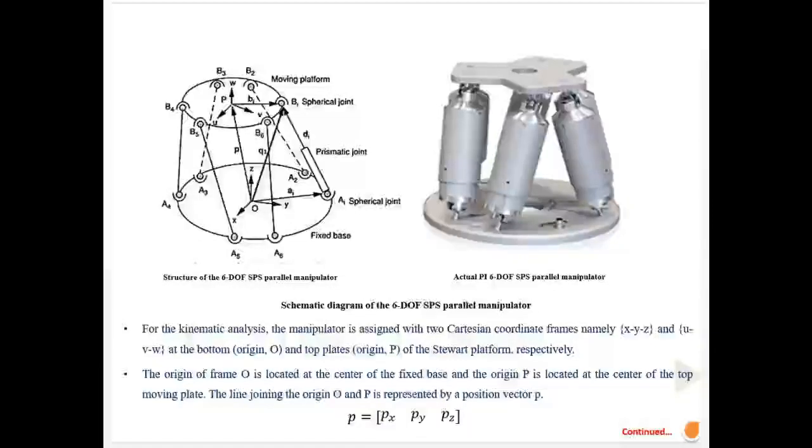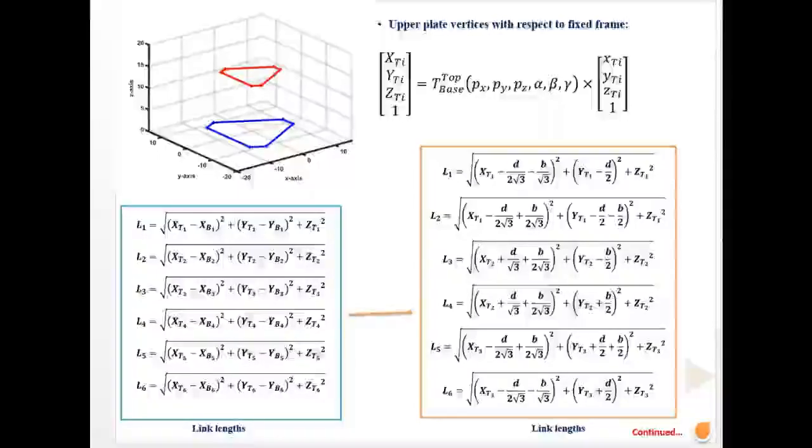Whereas a moving reference frame, small u, small v, small w, is assigned at the centroid of the moving plate at origin P, whose w-axis is always perpendicular to the moving platform. The line joining the origin O and P is represented by a position vector P equals Px, Py, Pz. Furthermore, the position of the moving stage is designated by a rotation matrix and location vector P.